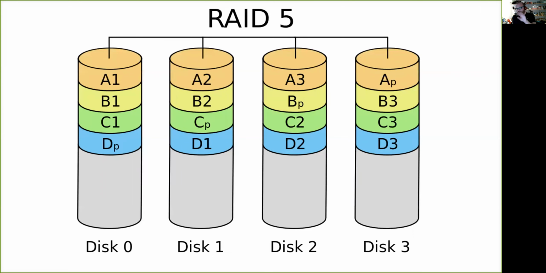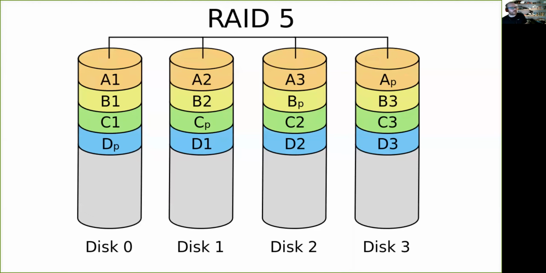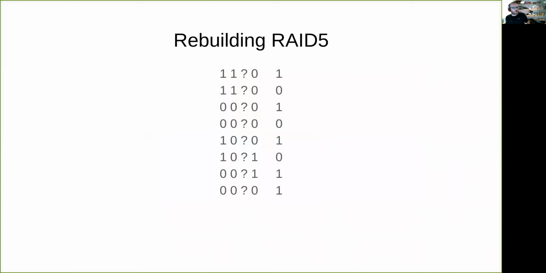RAID 5 just distributes the parity, so it turns out it's a nice performance enhancement to spread out those parity blocks, but it's the same idea as RAID 4 in principle. For every 3 blocks of data you write, you have to write a parity. That's exactly where we're going with erasure codes in a moment. So RAID 5 looks like this, very, very common. So how do you rebuild RAID 5?